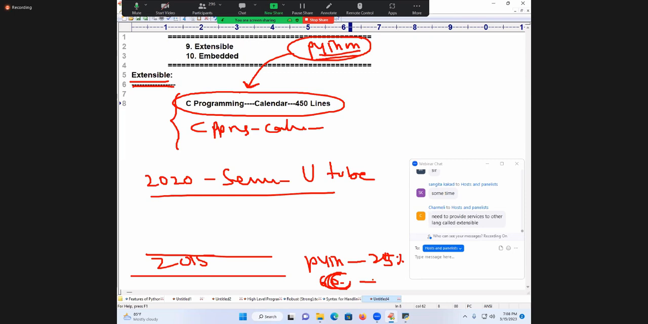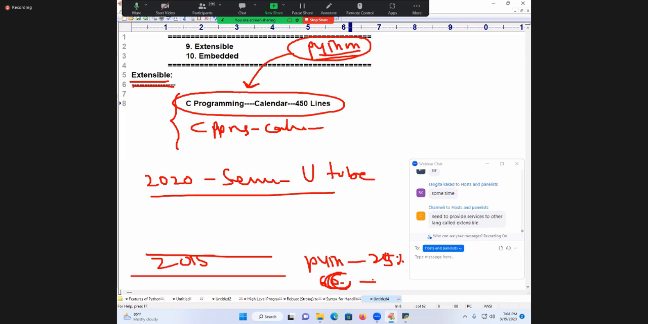If C takes 1 minute, Python may take 1 minute 10 seconds. So we don't want to bother about the 10 seconds. And definitely, in Python's next versions, Python can get the speed of other languages also, not a problem. Are you able to follow now?